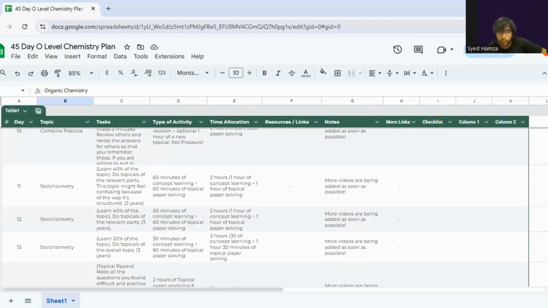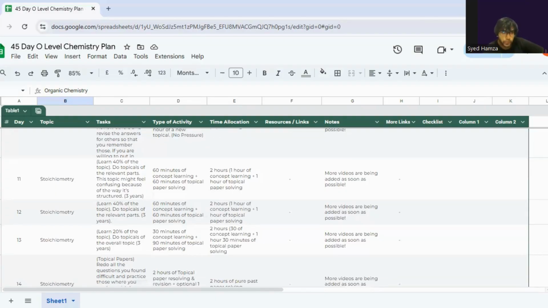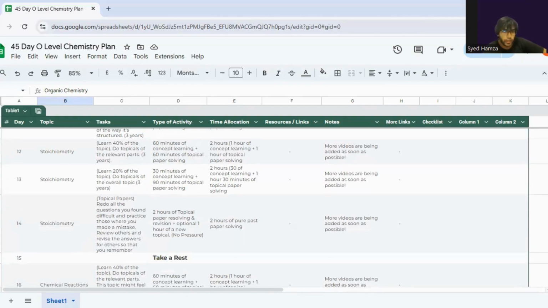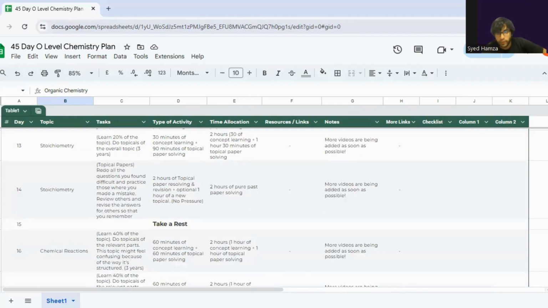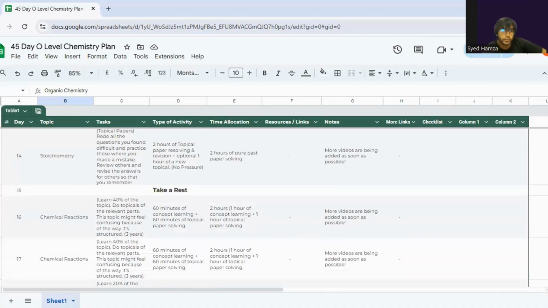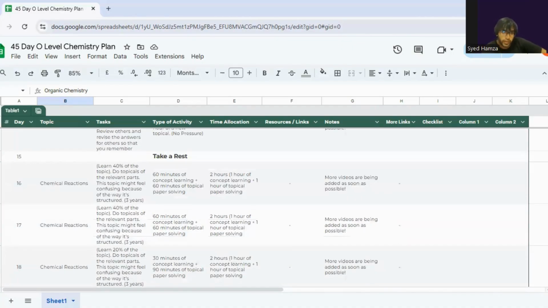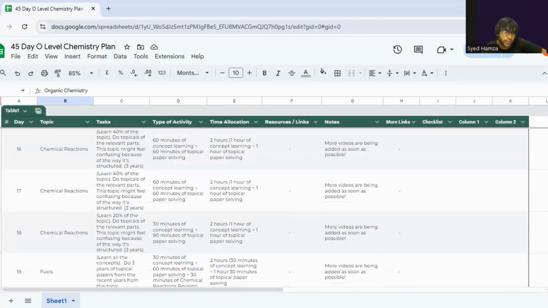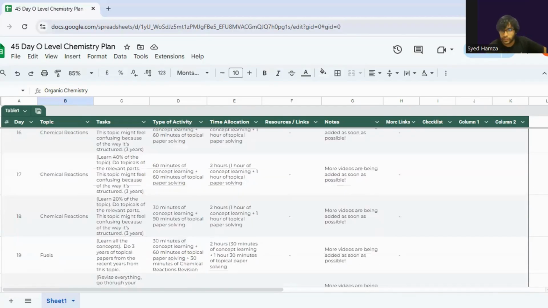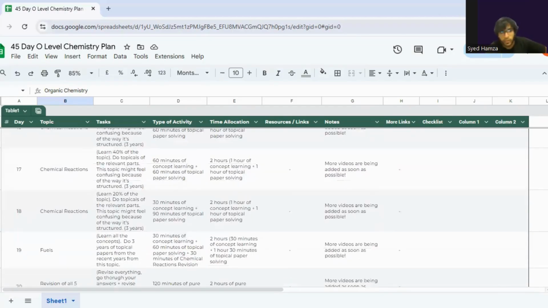Past papers of relevant days, everything is mentioned. You can check it out here. So actually 4 days. You see, this is the sort of time that I've put in. So 4 days for stoichiometry that you're going to cover because it takes a lot of time. That's why I've given it 4 days, and then you're going to have a rest. 15th day. 16th day you're going to study chemical reactions. 16, 17, and 18 you'll be studying chemical reactions, and then 19 you study fuels.